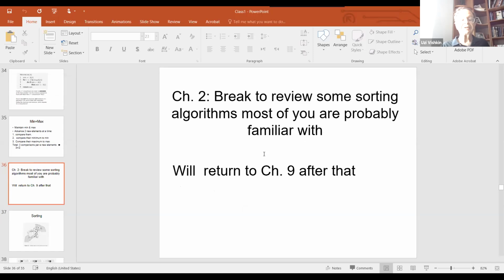What we are going to do now is something which will probably look trivial to many of you, because I'm going to just remind you, assuming that many of you already know it, some classic, very simple sorting algorithms, and then we'll return to this chapter, chapter 9, which is the order statistic chapter.